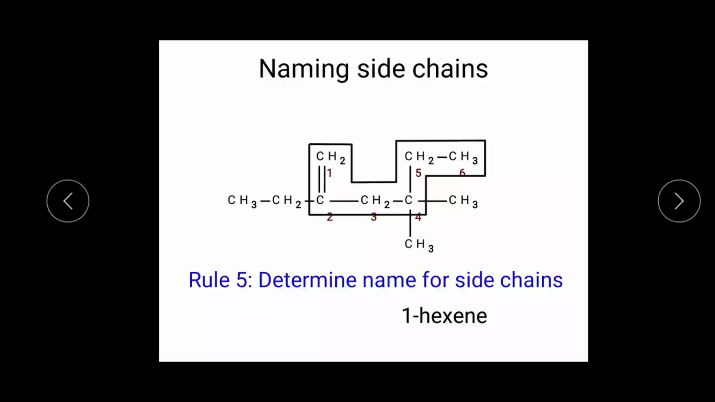Next, rule number 5, determine the names for the side chains. So we have side chains here. We have 3 side chains. This one, and also this one. We have here an ethyl. We have a methyl. And also another methyl.